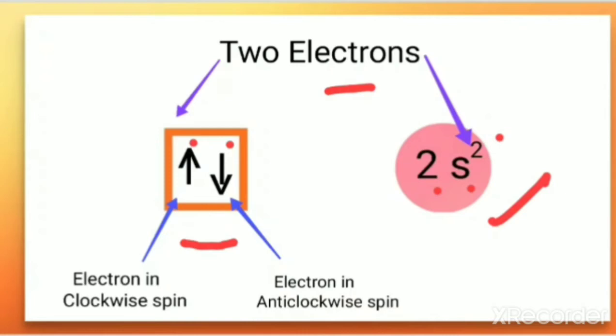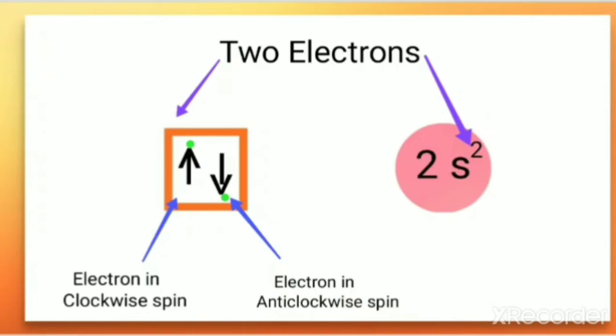And I told you maximum 2 electrons can be accommodated in a single orbital. Single orbital means single box. So here maximum 2 electrons, which you can find here, are represented in the form of arrows. One of the arrows is in the upward direction and the other arrow is in the downward direction. You can see this arrow is in the upward direction and this one is in the downward direction.